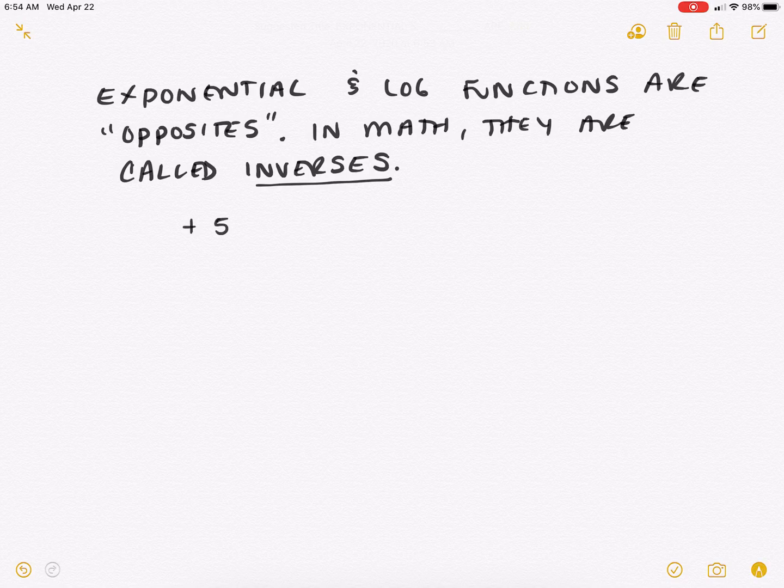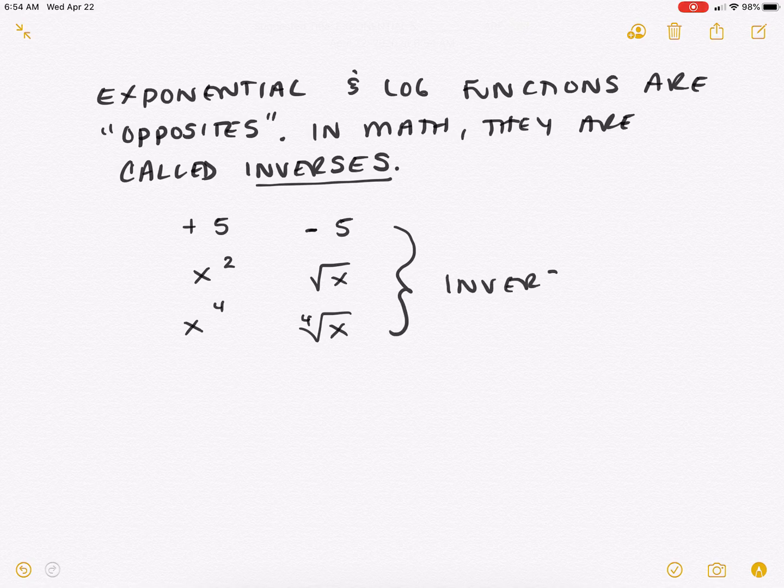If I have +5, then -5 is its inverse because they undo each other. If I have x squared, then the square root of x would be the inverse, because to undo x squared, we would take the square root of both sides. If I have x to the 4th power, then taking the 4th root undoes it. They're inverses. All of these are inverses because they undo each other.